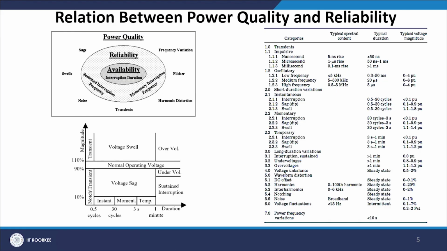Now, this is the relationship between power quality and reliability. If you look at this diagram, the whole segment is represented by power quality, within which we find reliability, and within which we find availability. So availability is a subset of reliability, and reliability is a subset of power quality. There are a few definitions which are important to understand before we get into reliability studies.